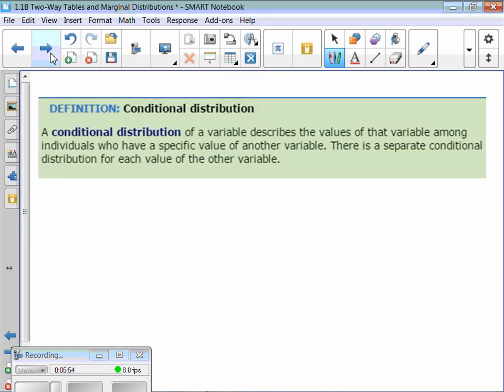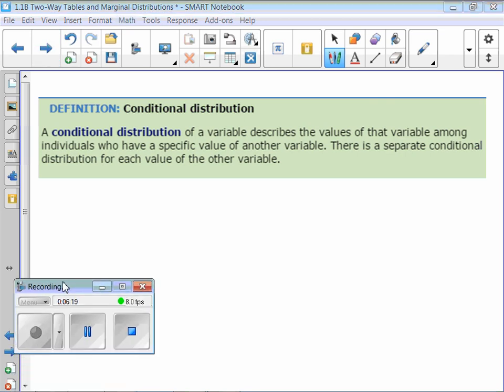All right. So go ahead and write this definition. This is called conditional distribution. So marginal was that total. Conditional is I want to look at something separate, like male-female. So a conditional distribution of a variable describes the values of that variable among individuals who have a specific value of another variable. There's a separate conditional distribution for each value of the other variable.